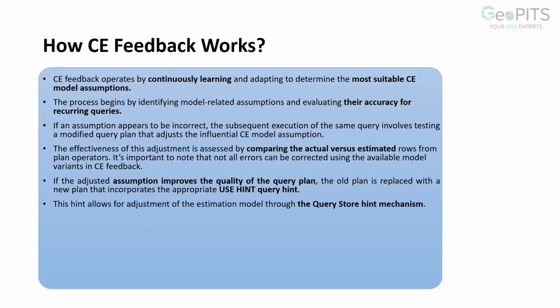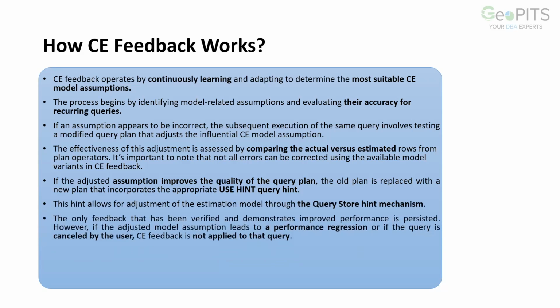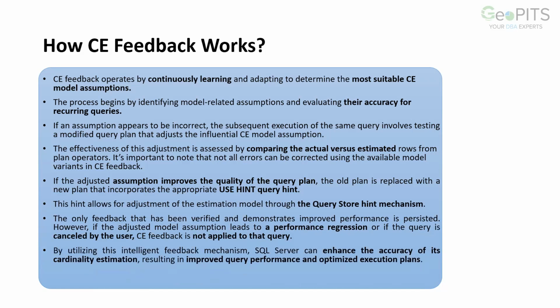Using the query store, along with that, the adjusted model assumptions are checked for performance regressions. If the query is cancelled by the user, CE feedback is not applied to the query. This is also a consideration we have to take. It enhances the accuracy of the cardinality estimation, resulting in improved query performance and optimized execution plans. So let me jump into the demo.